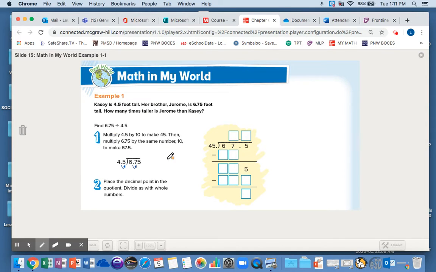So what we have to do is multiply 4 and 5/10 by 10 to make 45, and then multiply 6 and 7/500 by the same number, which would be 10, to make 67 and 5/10. The reason we have to do this is the number outside the house has to have the decimal at the end. So we have to move it once, and then we have to move it one more time on this side. Whatever we do here, we have to do here. So then you place the decimal right above.